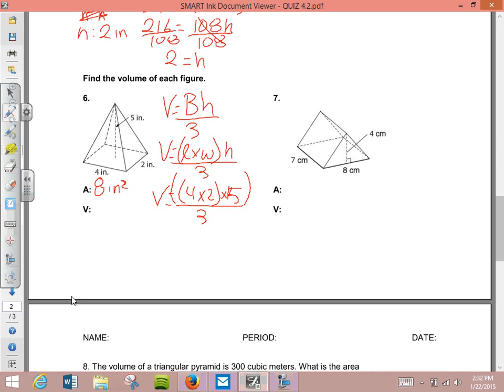40 over 3. Basically, I want you to click on menu. It's probably 40 over 3. Click on menu, go to number, and then go to where it says convert to decimal. And click enter. It's 13.3 repeating. And that's going to be inches cubed. Like I said, you go to menu, go to number, and then click on where it says convert to decimal. That's it. Press enter. Probably twice.